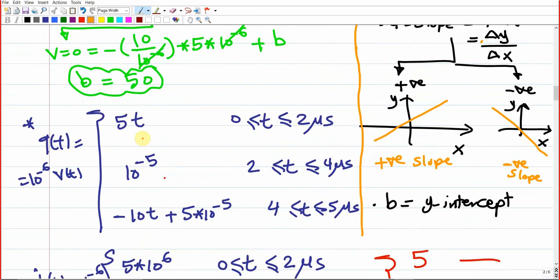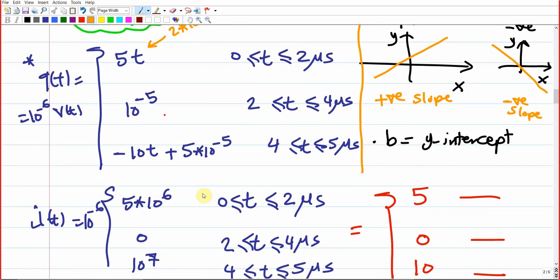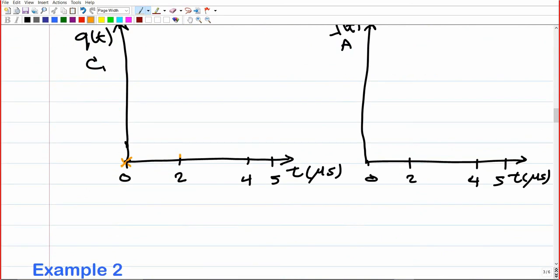How about when t equals 2? When t equals 2, you can substitute into this equation or this equation. If you substitute for t equals 2 here, it will be 2 times 10 negative 6. Remember that the 2 is 2 microseconds, so it should be 2 times 10 negative 6. Substituting, this is going to give us 10 times 10 negative 6, which is 10 negative 5. Make sense? So according to the first period, when t equals 2 microseconds, the charge Q will be 10 negative 5. This gives us the second point, and then we can connect these two points with a straight line.